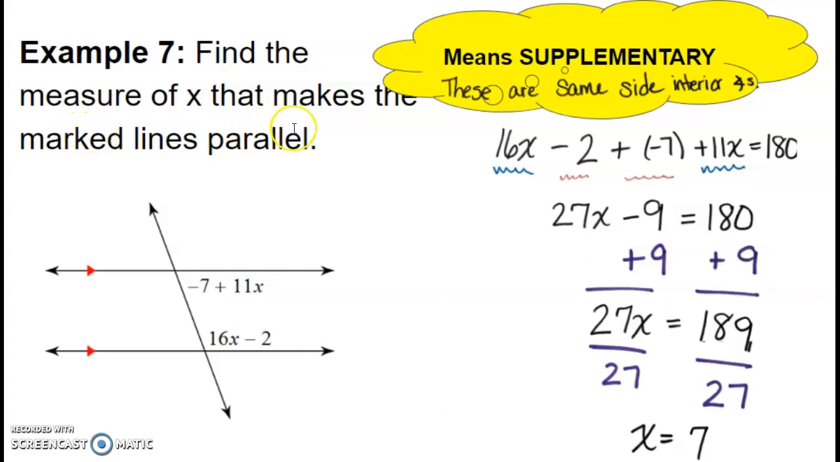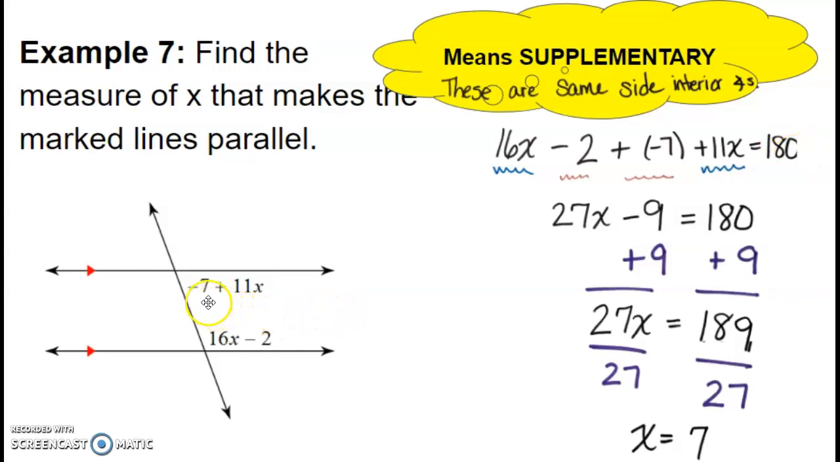All right, find the measure of x that makes the marked lines parallel. Parallel lines, transversal. Supplementary, okay? We're thinking supplementary, right? Because we're talking about same side now. These two are on the same side of the transversal, and they're on the interior. Same side, interior. So we add these together to get 180.